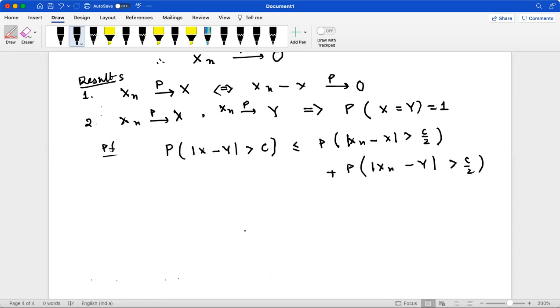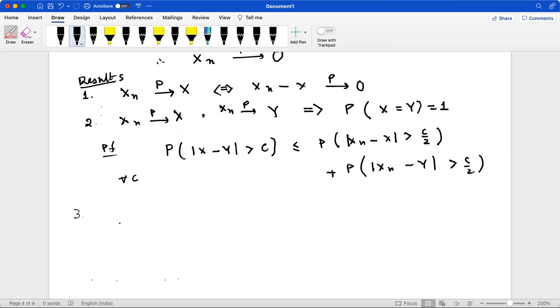Now, this probability that mod xn minus x is greater than c by 2 goes to 0, and for xn minus y greater than c by 2 also goes to 0, so the sum goes to 0. That means the probability of mod x minus y greater than c is actually 0. This is true for all c. Since it is true for all c, they can differ only with probability 0.